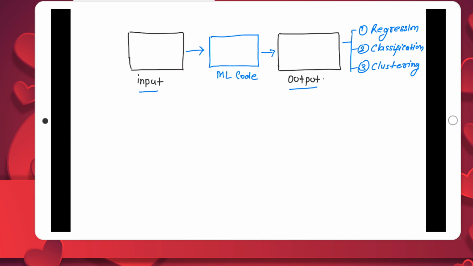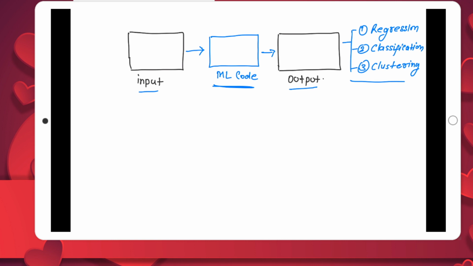All right. So after this, what we do is apply the machine learning code, and then we feed our input data to this ML code block, and then finally it produces the output. And those outputs are three kinds of output: regression, classification, and clustering.